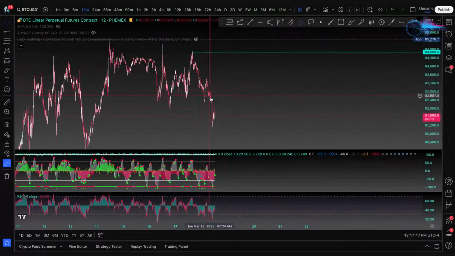So all this right here is a reason to go back up. In my opinion, now that we swept this, we probably will end up going back up towards 84. Will it happen? I don't know.